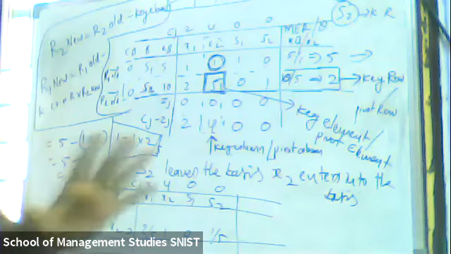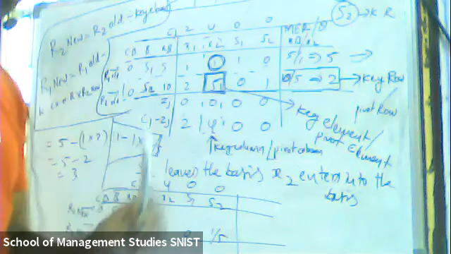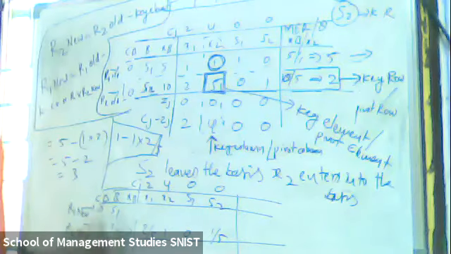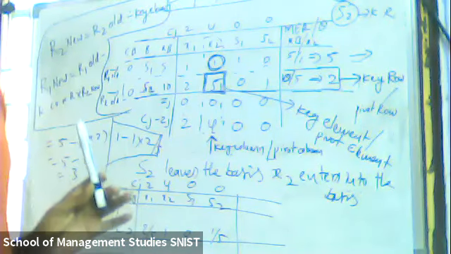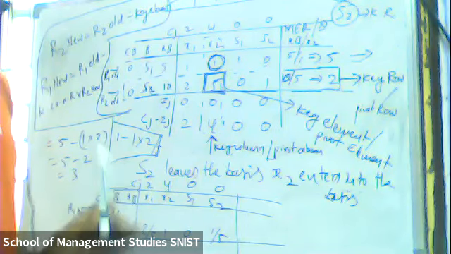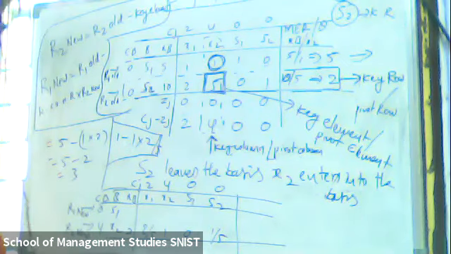Okay, listen carefully. Jayant, key column we got X1. Key row we got S2. Now listen carefully. S2 leaves the basis, X1 enters the basis.